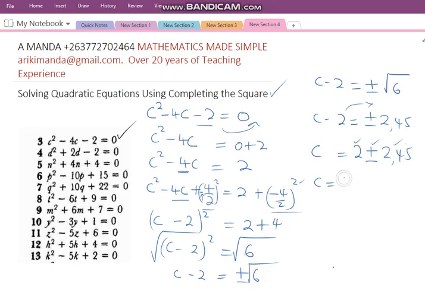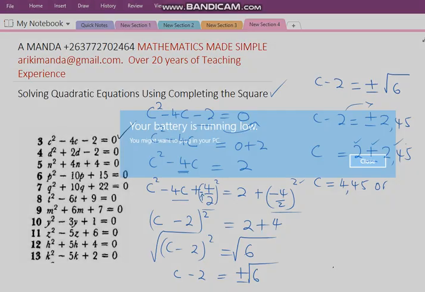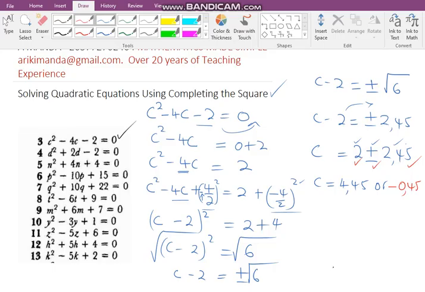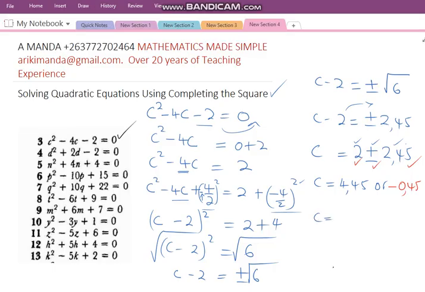4.45. Or the next answer will be this 2 here, 2 minus 2.45, we have minus 0.45. In other words, our final answer here for c is equal to 4.45 or minus 0.45. Yes, our answers. This is how we solve it.